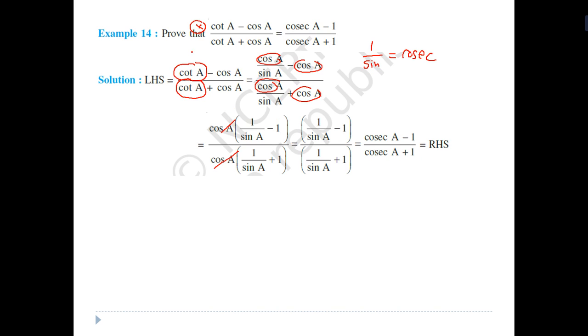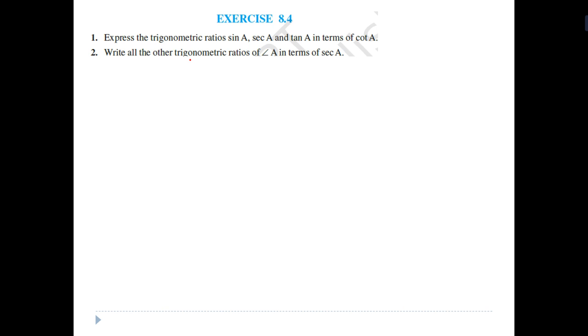Now let me see some more exercise, that is exercise 8.4. Express the trigonometric ratios sin A, sec A and tan A in terms of cot A. Anyhow, I want to get the answer for sin A in the form of cot A, and sec A again in the form of cot A. And tan A, we already know tan A is equal to 1 upon cot A, so we can get that answer.